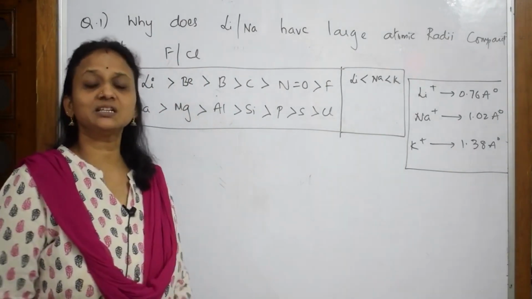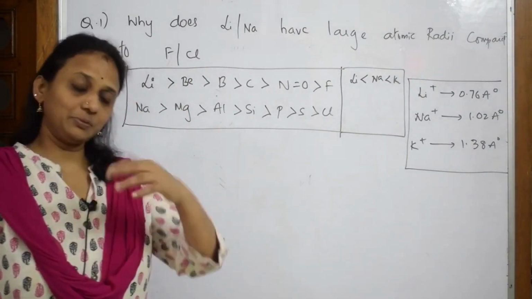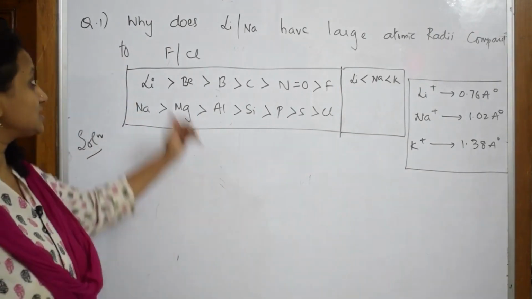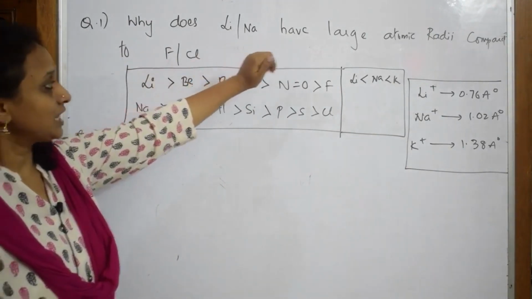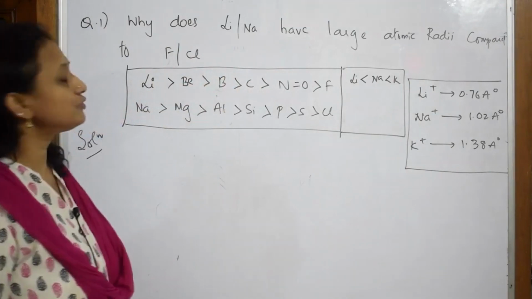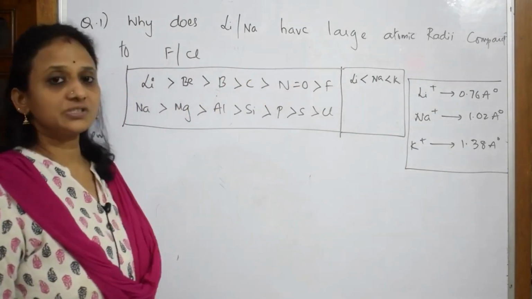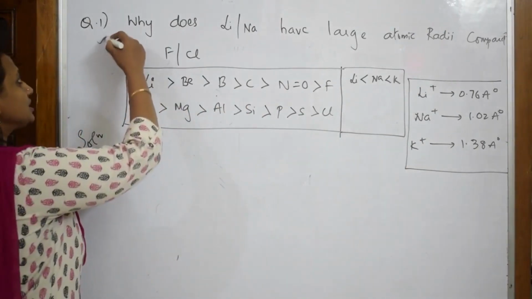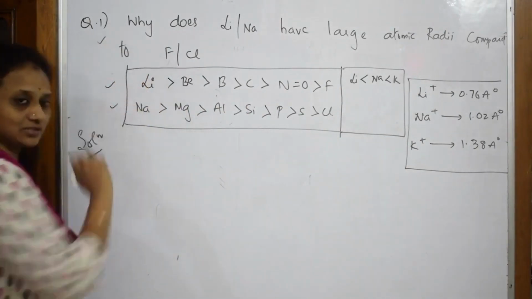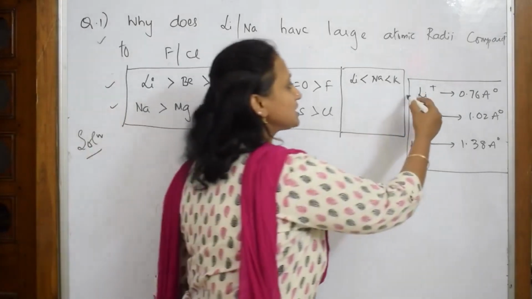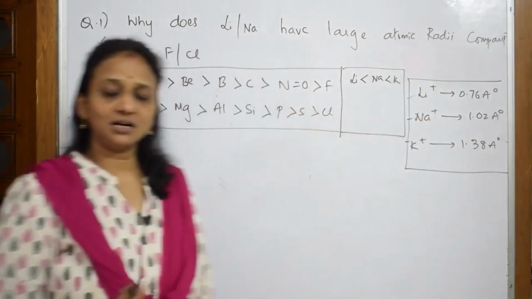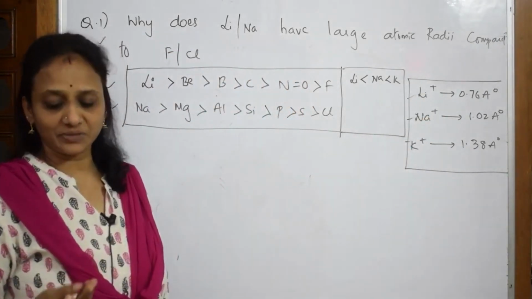Let us make it more and more complicated. We'll pick up more complicated questions. What does this say? Why do lithium and sodium have larger atomic radii compared to fluorine and chlorine? Simple question, right? When such questions are given, they may give you a question like this, or a trend, or values. It may be any way, but the way of answering should be the same.